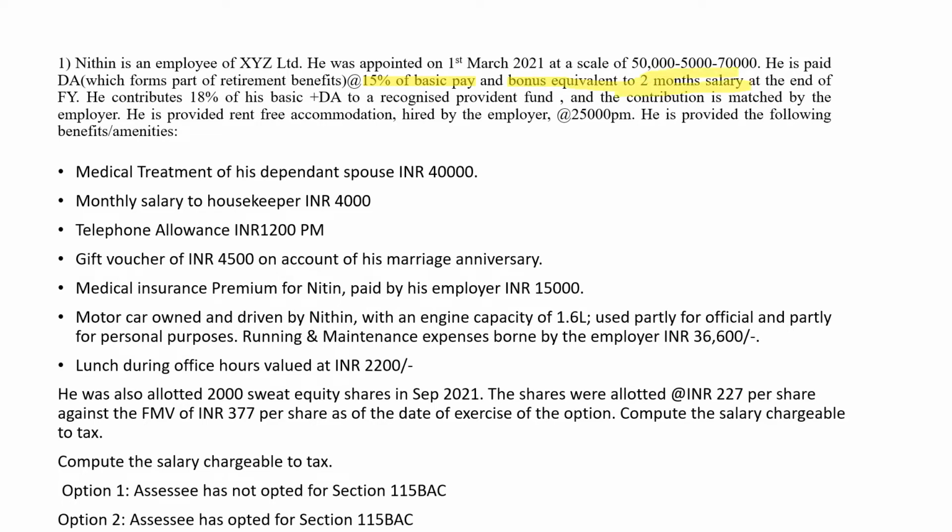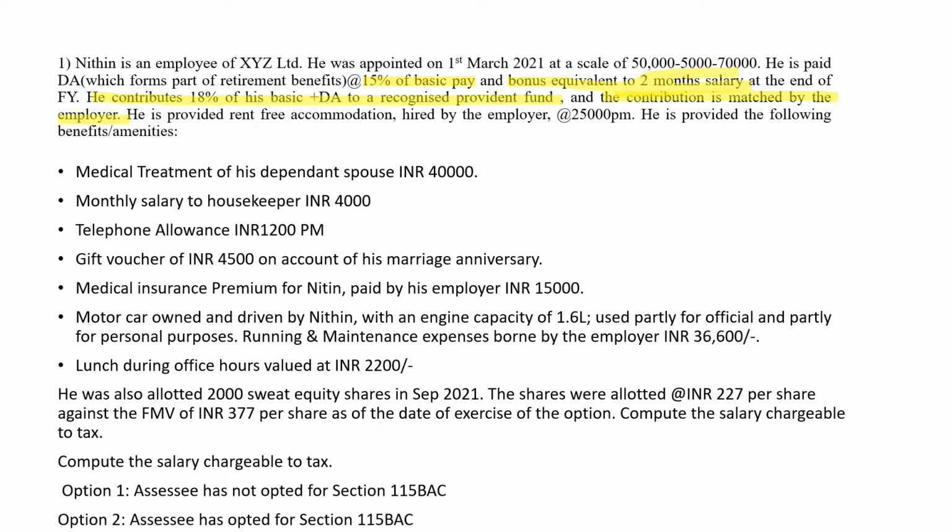the financial year. And he is also contributing 18% of his DA and basic to recognized provident fund, and the same amount which is contributed by the employee is also being contributed by the employer, and that is mentioned here. See, the contribution is matched by the employer. I think you understood this point. Next, he is provided rent free accommodation hired by the employer at the rate of 25,000 per month.